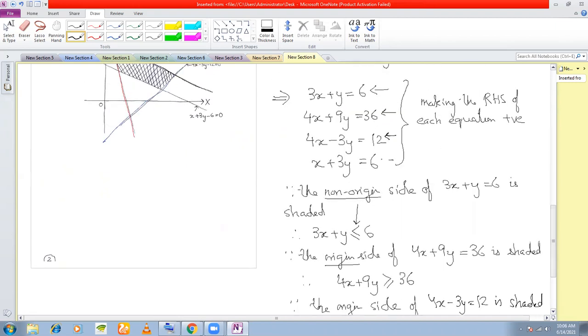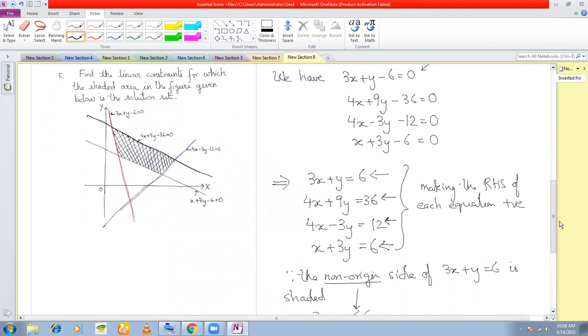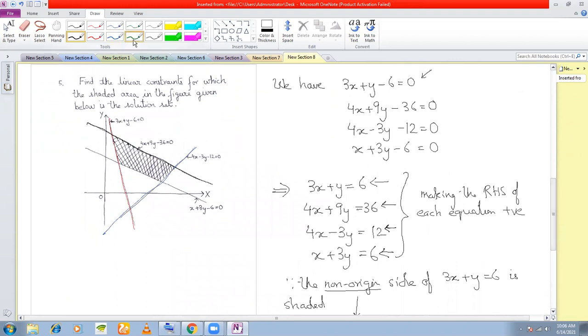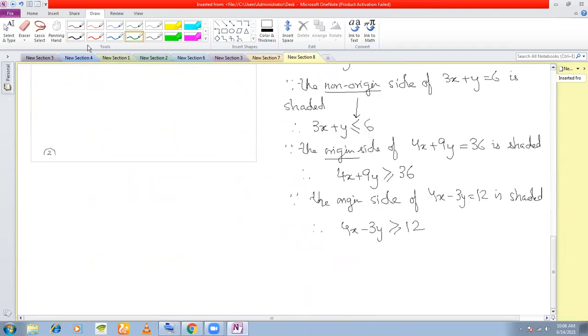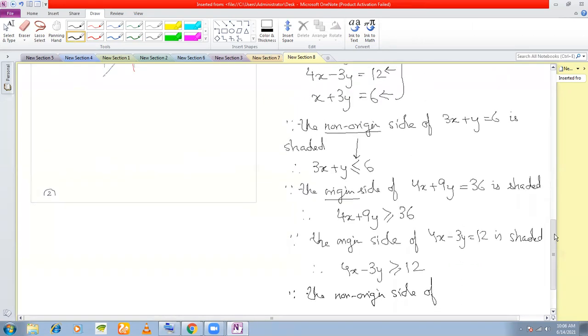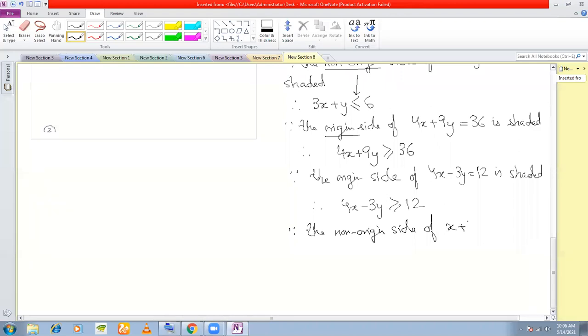And finally, the last one, x plus 3y is equal to 6. Which one is the line here? This one. If you see, the non-origin side is shaded. That means the sign will again be less than or equal to, since the non-origin side of x plus 3y is equal to 6 is shaded.